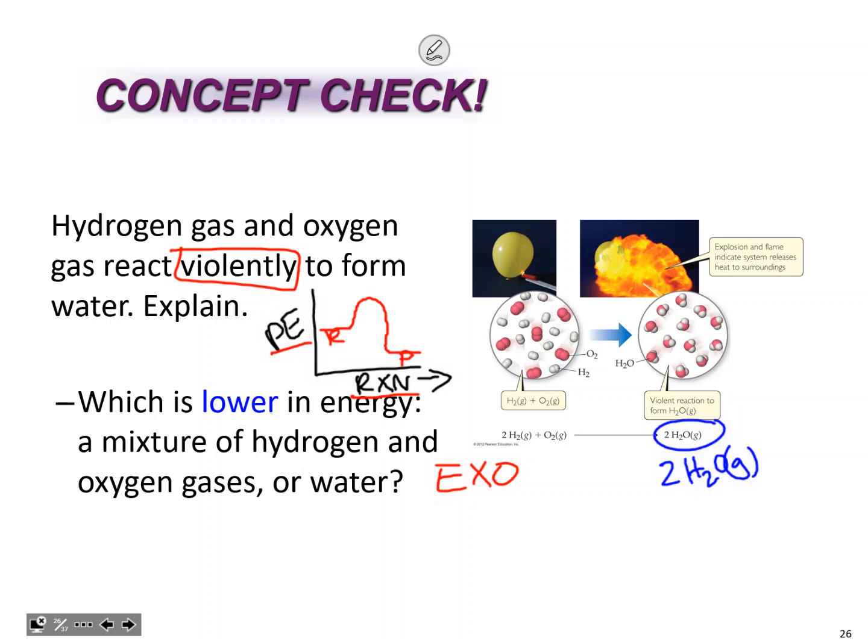Very good. So, because of the delta H in between, delta H is going to have to be negative. So then in that case, that should give you plenty of idea as to which is lower in energy. Is it the hydrogen and oxygen or the water vapor?